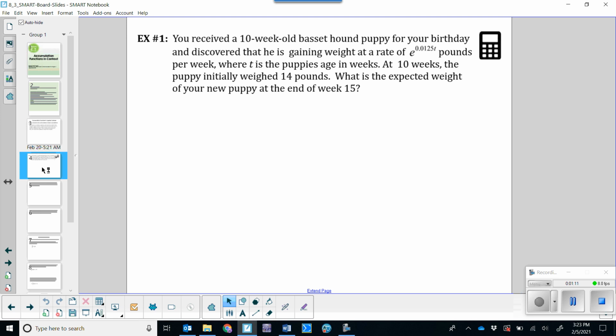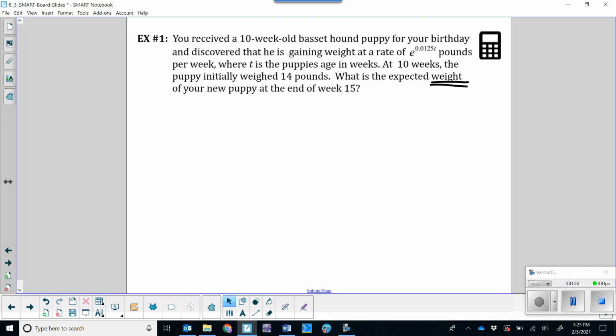So again, important things here. The equation that you're given, e to the 0.0125t, is in pounds per week. If we integrate it, we're going to get pounds. Well, that's what I'm trying to find, is what is the puppy's weight. So I want pounds. So I want pounds at the end of week 15.